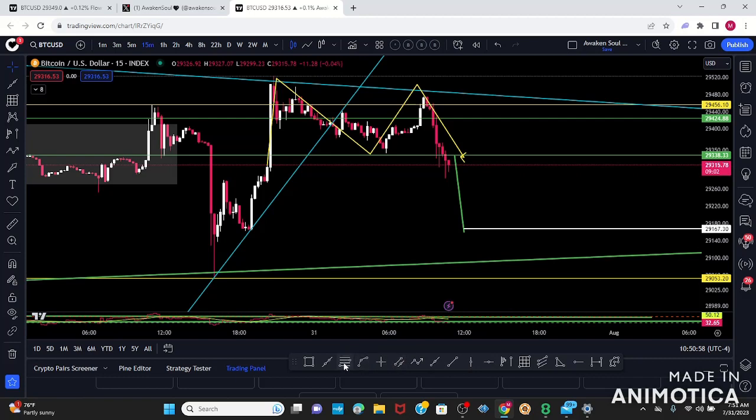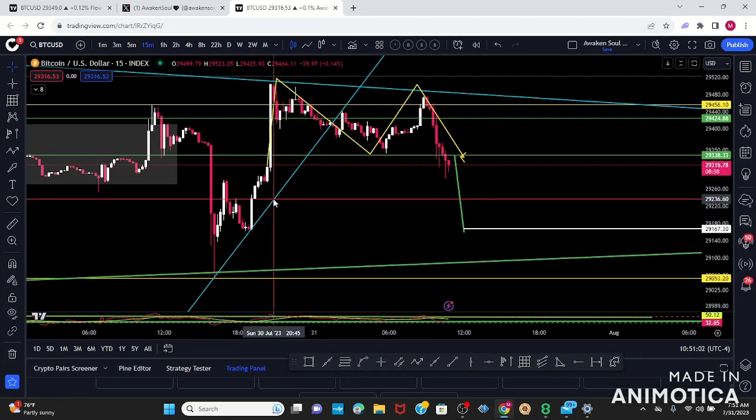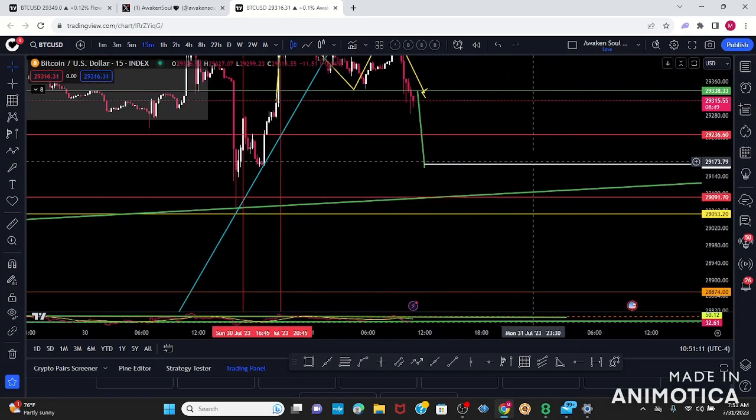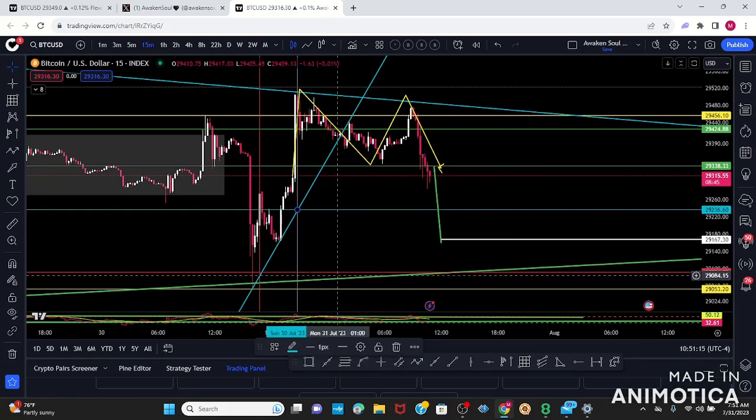Another thing that I use is my trend lines. Okay, one touch, two touch. This will be my target off the bat for this downside movement, and then this one will be my next target at the 4-hour trend line support. And that's how I do my TA.